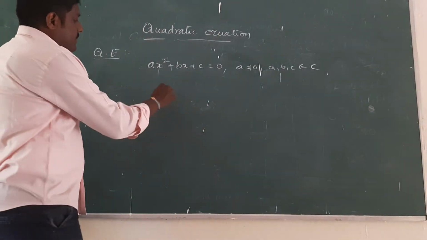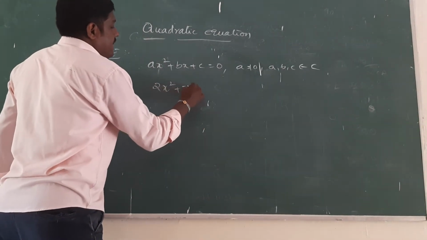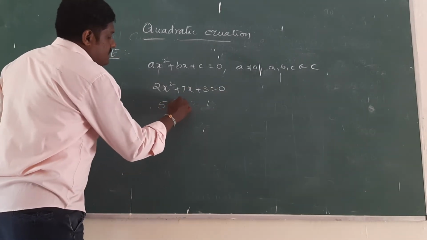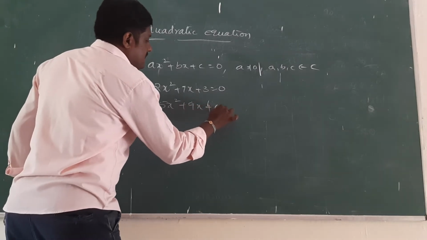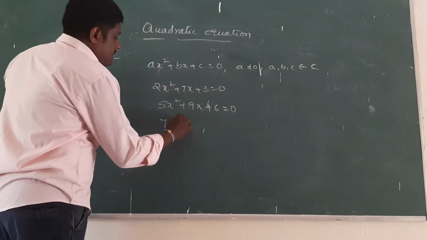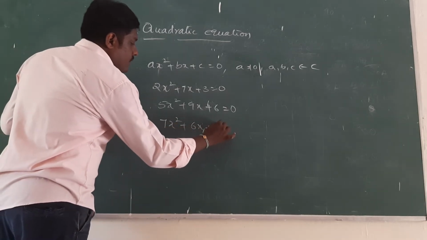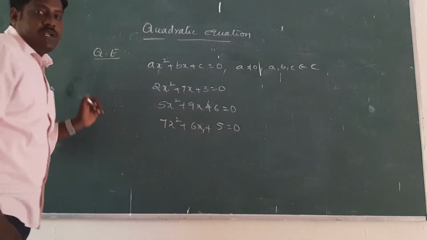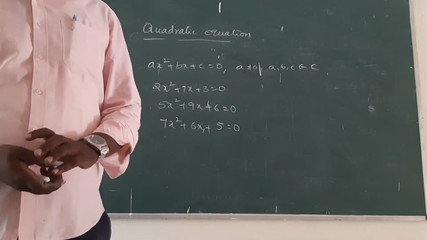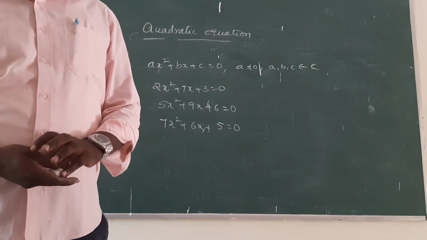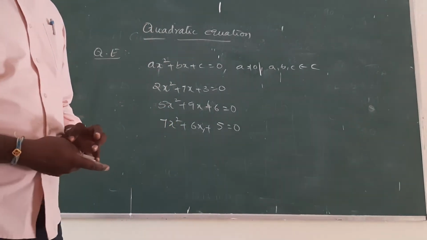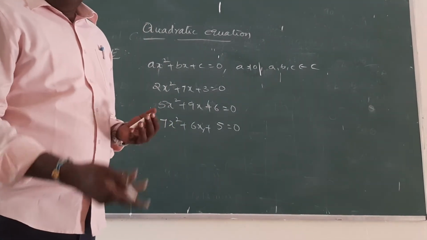See the examples. 2x square plus 7x plus 3 is equal to 0. It is a quadratic equation. 5x square plus 9x plus 6 is equal to 0. It is also a quadratic equation. 7x square plus 6x plus 5 is equal to 0. It is also a quadratic equation. In fact, if p of x is a polynomial of degree 2, then p of x is equal to 0 can be said as a quadratic equation.